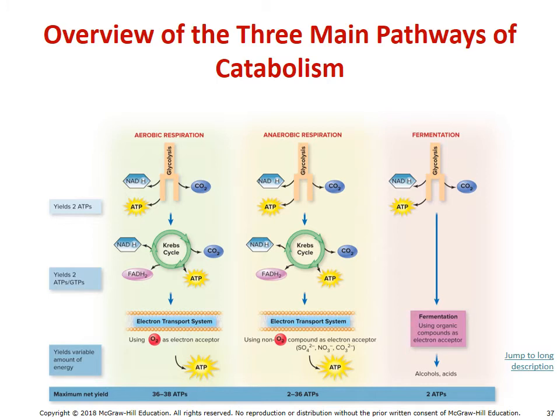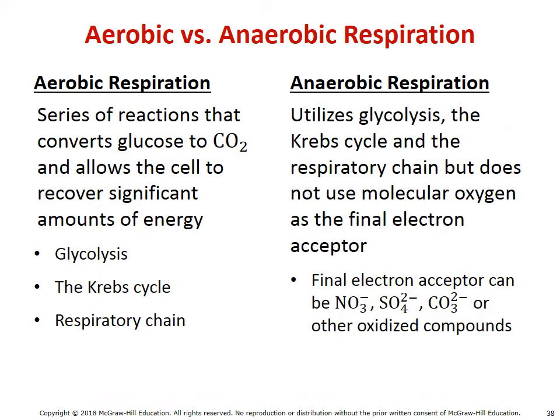Let's talk about differences between aerobic and anaerobic respiration for a minute. Notice the differences come in at the final electron acceptor. The final electron acceptor in aerobic respiration is oxygen from the air, while in anaerobic respiration we need a final electron acceptor, like a compound that will readily allow us to take those hydrogen atoms afterwards, like SO4, NO3, and CO3. Aerobic respiration is a series of reactions that converts glucose to CO2 and yields lots of ATP by going through the steps.